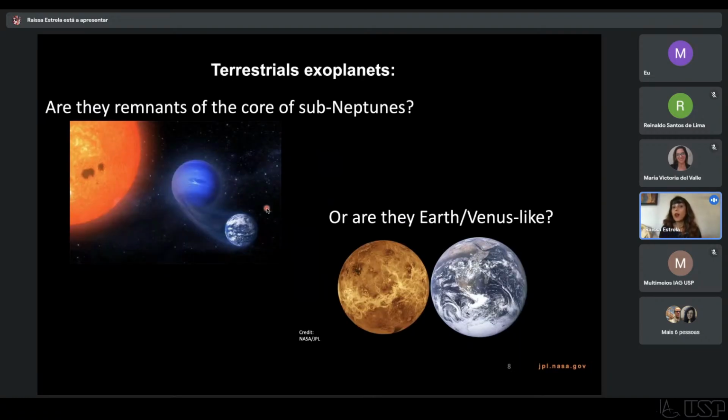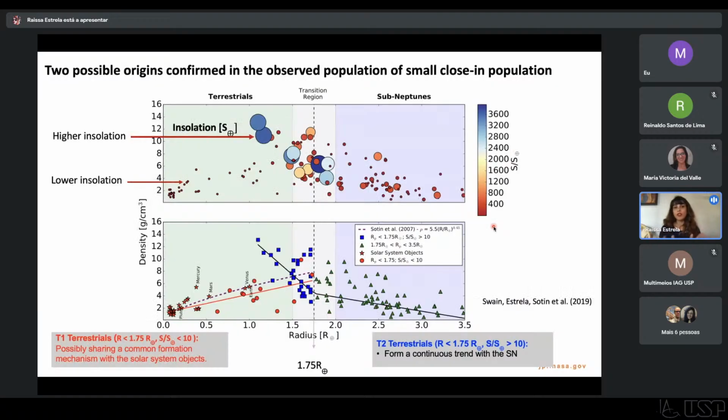So we have these questions to answer about terrestrial exoplanets. Are they remnant cores of sub-Neptunes due to atmospheric stripping, a process that we don't see in our solar system? Or are they shaped in a process that's more similar to Earth and Venus, where collisions, for example, played a key role in shaping our planets? So to answer these questions, we need to look into factors that can shape the planet atmosphere and the planet core.